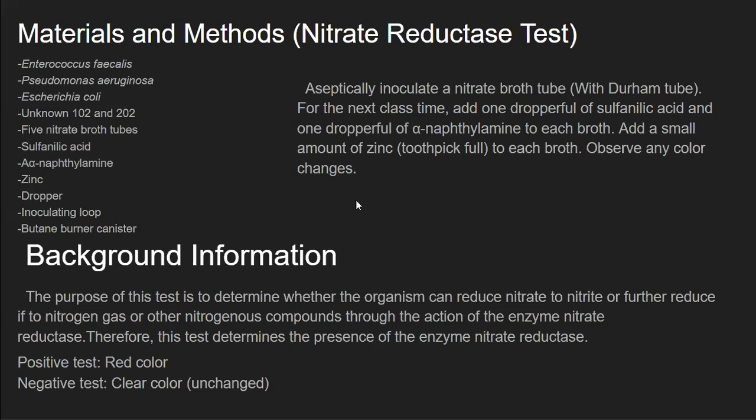The background information. The purpose of this test is to determine whether the organism can reduce nitrate to nitrite or further reduce it to nitrogen gas or other nitrogenous compounds through the action of the enzyme nitrate reductase. Therefore, this test determines the presence of the enzyme nitrate reductase. A positive test will have a red color and a negative test will have clear color or unchanged.